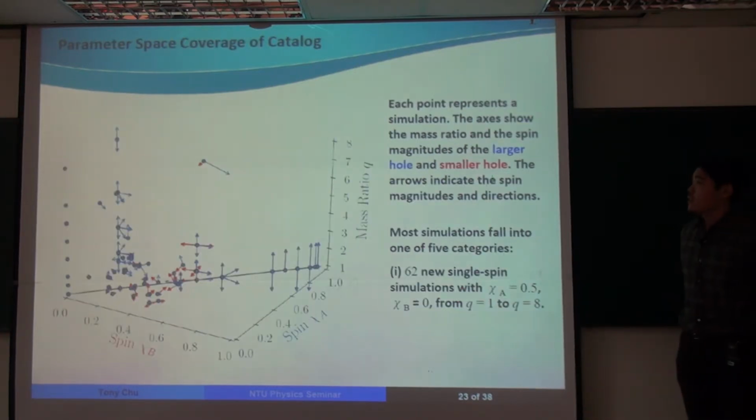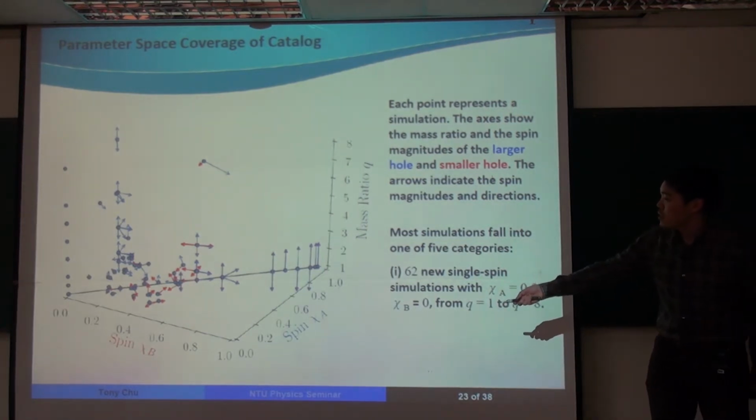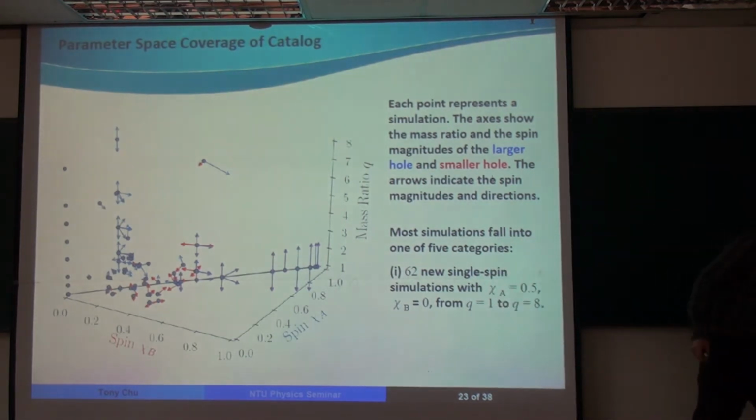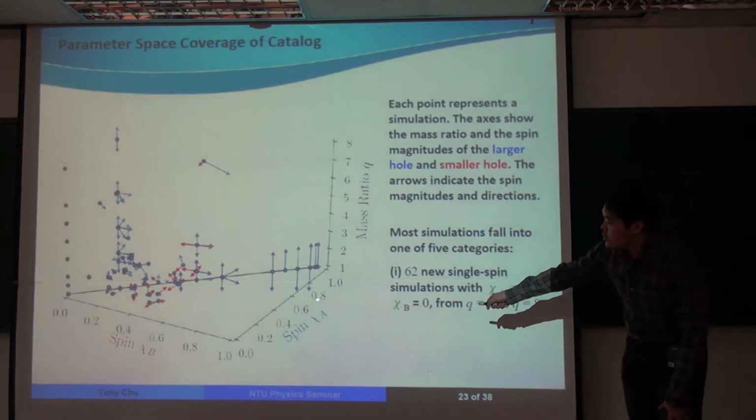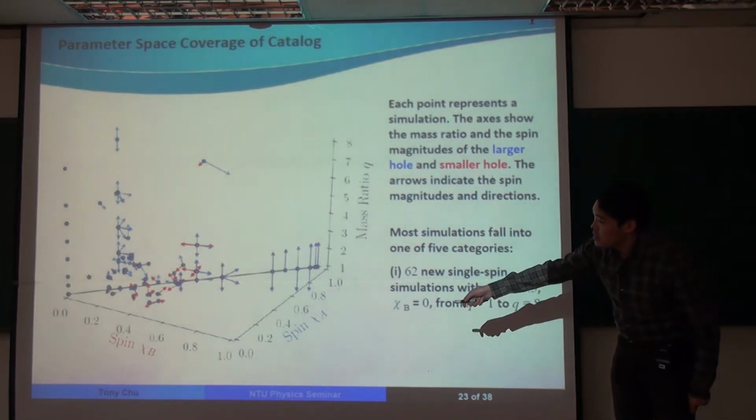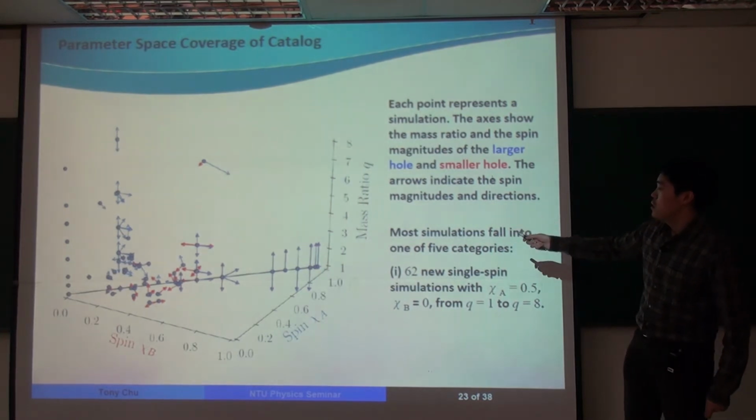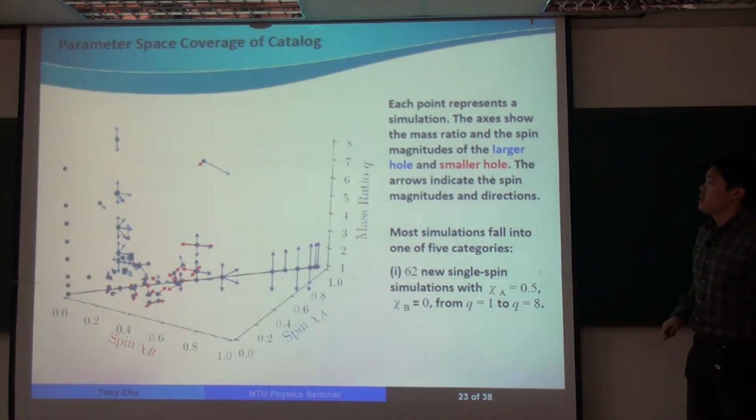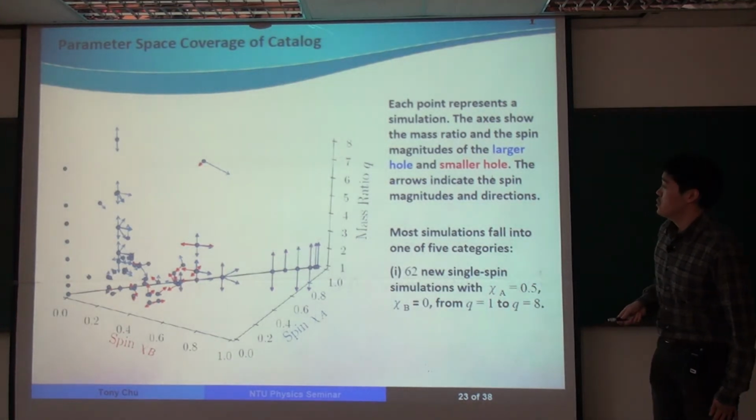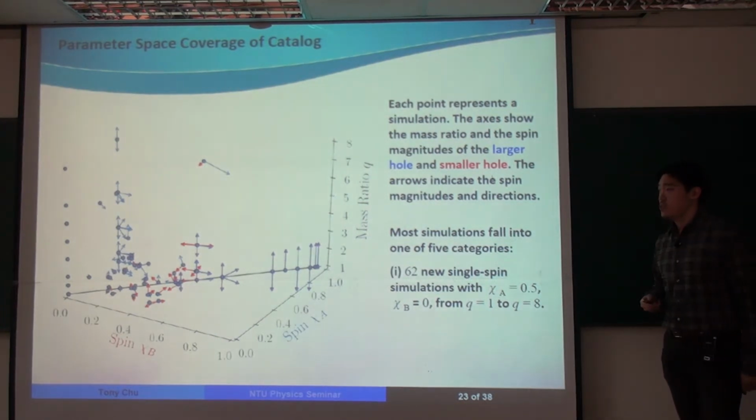And here's an illustration of that parameter space coverage. The axes here show spin chi A, the spin of the bigger black hole, spin chi B, the spin of the smaller black hole, and the mass ratio Q, the ratio of the bigger black hole to the smaller black hole. Each point on this plot represents a numerical relativity simulation, and the arrows on each point represent the spin magnitudes and directions of the two black holes.